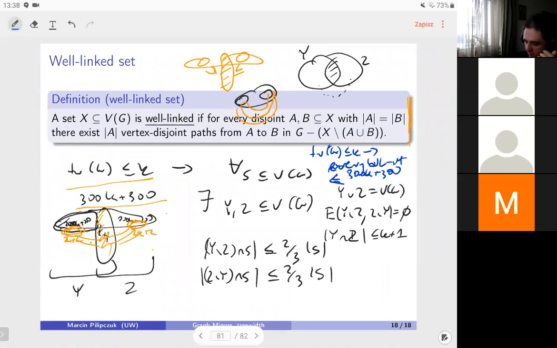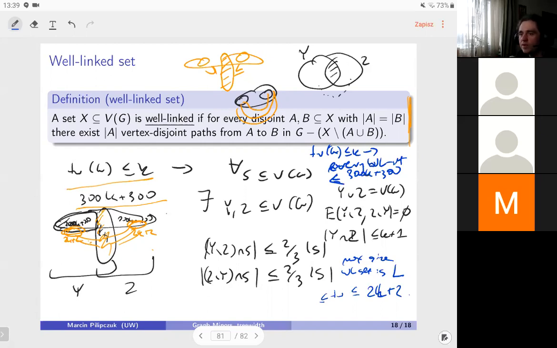So what we really proved here is that if the maximum size of a well-linked set is L, then the treewidth is smaller than something like 2L plus 2. What we actually proved is that the algorithm will provide you a tree decomposition with about double the maximum size of a well-linked set. So what this algorithm proves is that the maximum size of a well-linked set in a graph is off by a constant from the treewidth of the graph. This is another type of obstacle, or another type of dual object to treewidth.